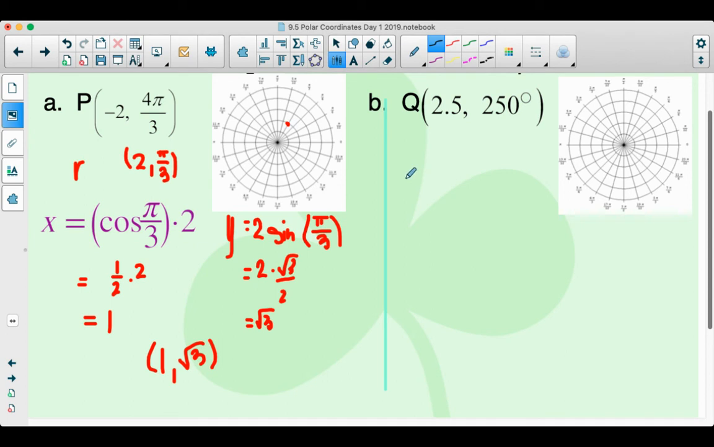So let's try that again for this one. We've got this in degrees right now. So 250. We've got 180, we've got 210, we've got 225. Here's 270. So we're looking around here. So that's 15 degrees away, and at 2.5, there's our point Q.